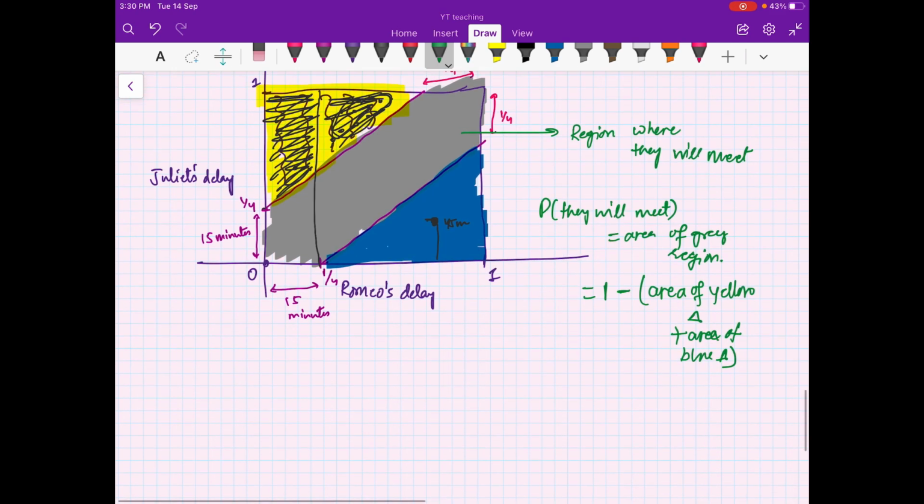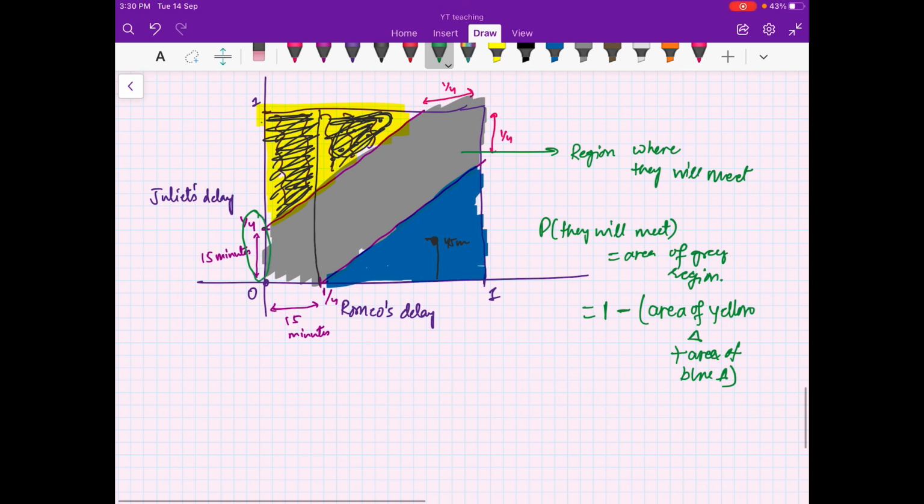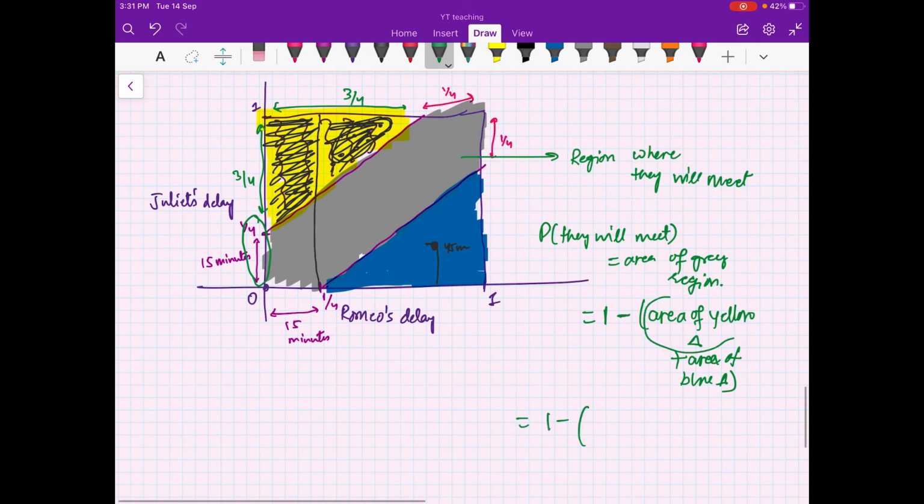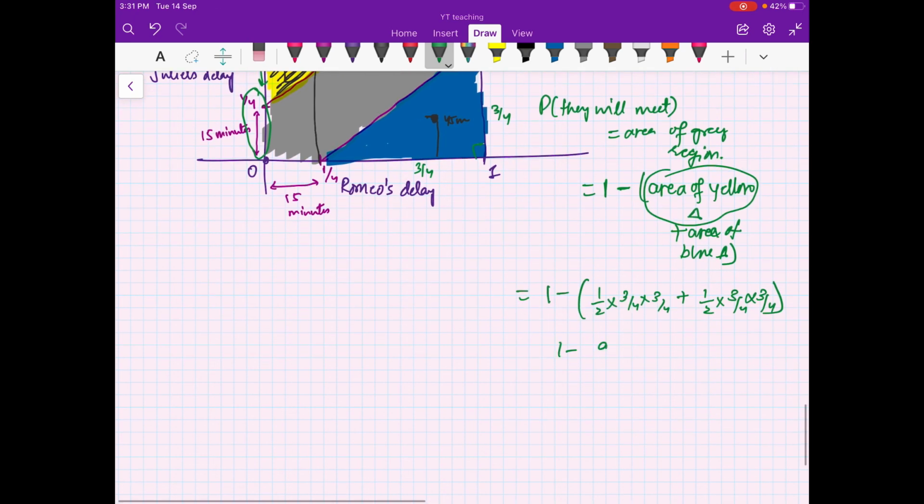Right, now what is the area of yellow triangle? So this length is 1 by 4. So this length is 3 by 4, and this length is also 3 by 4. So area of yellow triangle is 1 by 2 base into height. Right, and then similarly area of blue triangle is also, this is 3 by 4 and this is 3 by 4. So this is 1 by 2 into length into height. So angle here is 90 degrees, right? It's not a problem. So this is 1 minus 9 by 16. You can compute, right? So this is 7 by 16. So this is the probability that the two will meet.